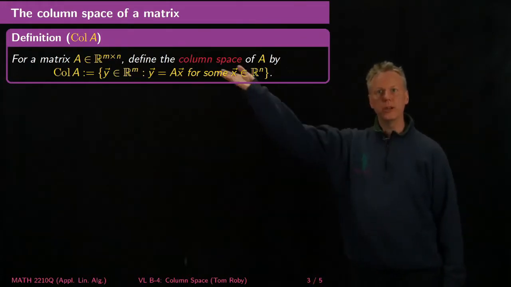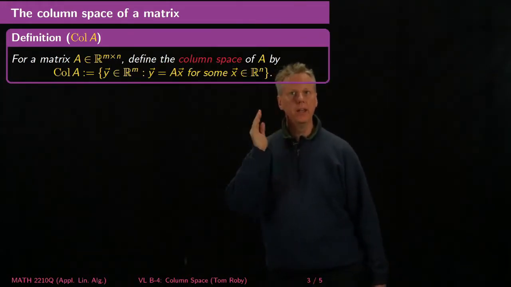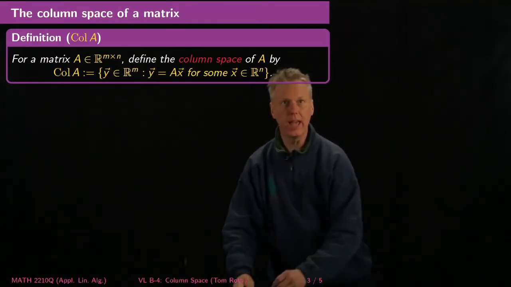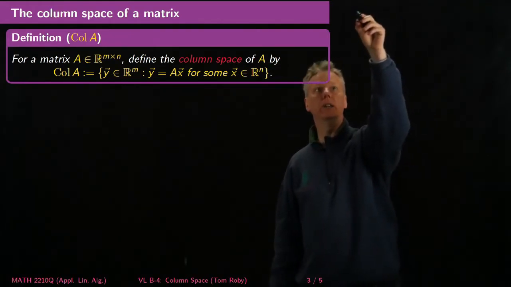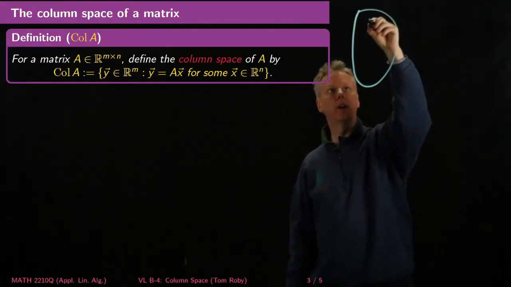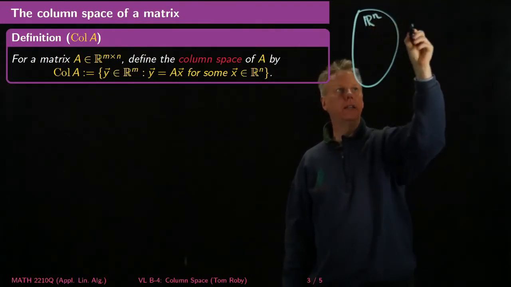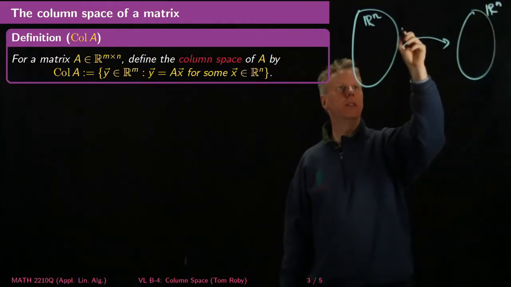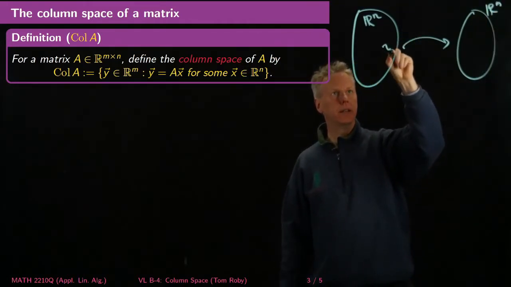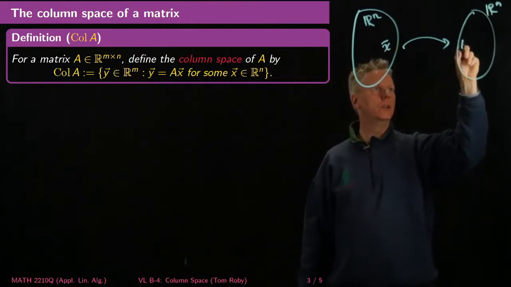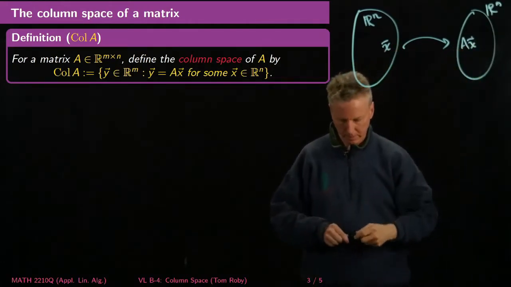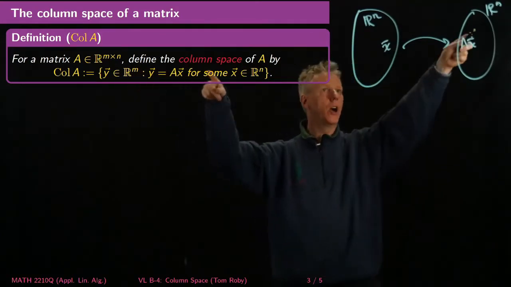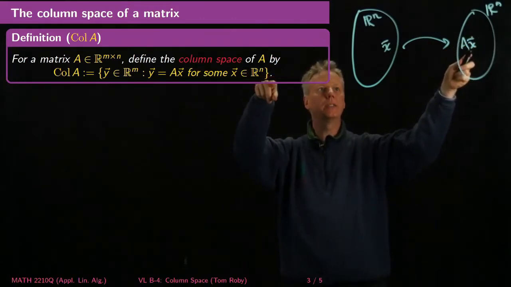We have a rectangular matrix, M by N. We'll define the column space of A to be the set of all images. If I think of the matrix A as representing some kind of transformation, so that means I've got R to the N here, I've got R to the M over here, and this is the thing that takes a vector X and sends it to A times X, then the column space is the set of all things in R to the M that I can get to from some X in R to the N.